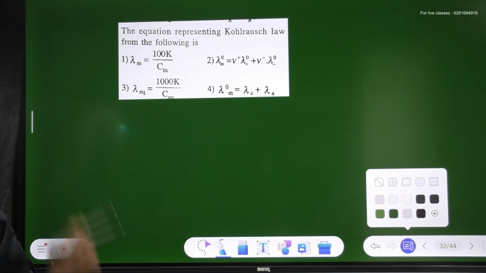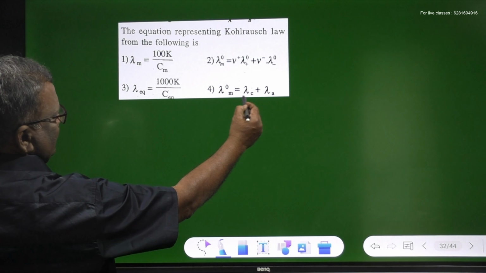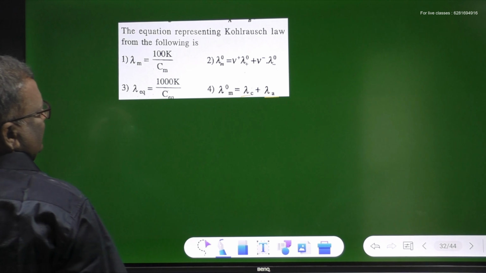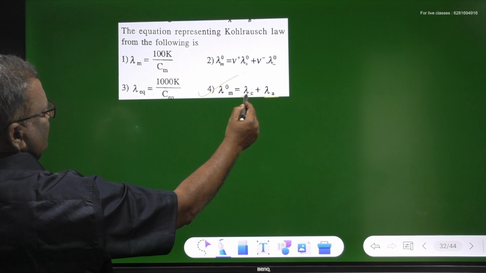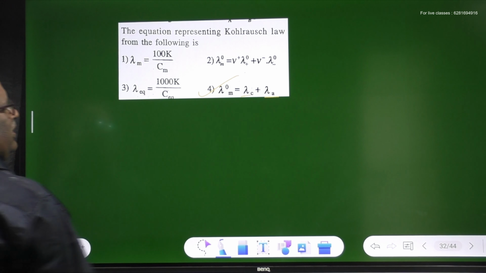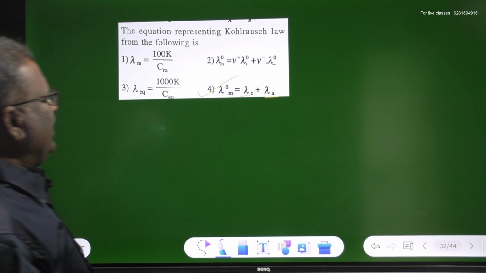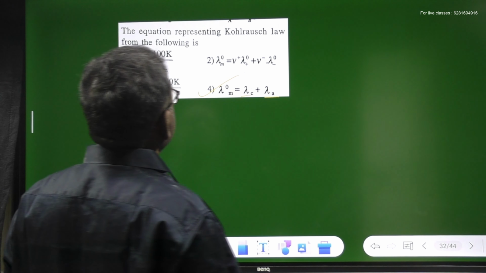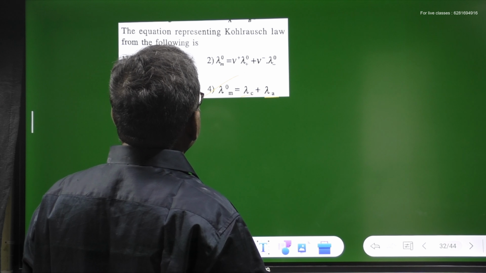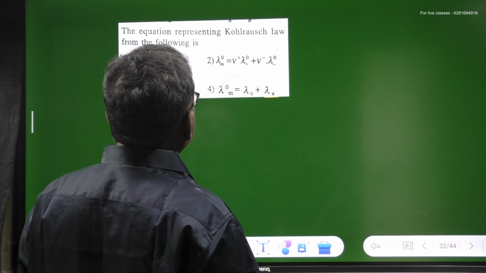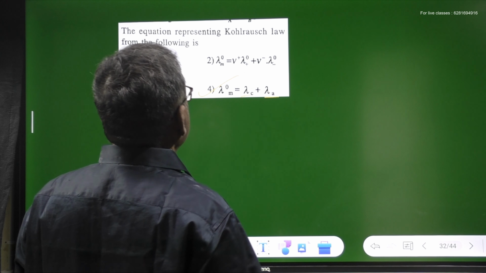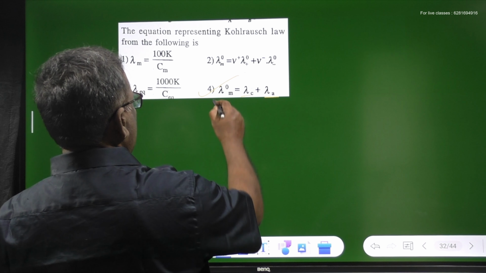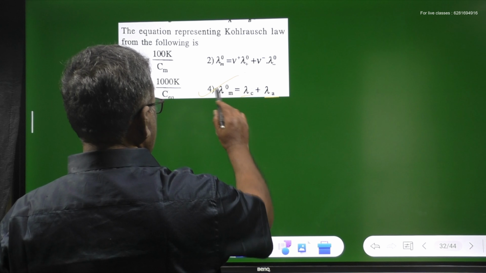Next, the equation representing the Kohlrausch law from this. Kohlrausch law means this is the conductivity of cation, this is the conductivity of anion. So molar conductivity will be the conductivities of both cation and anion. So it is based on number of ions also. So this is not correct.